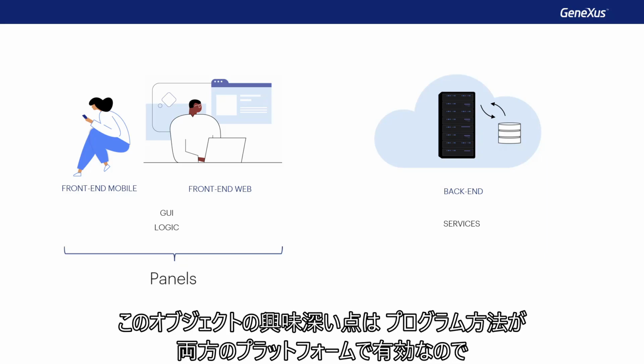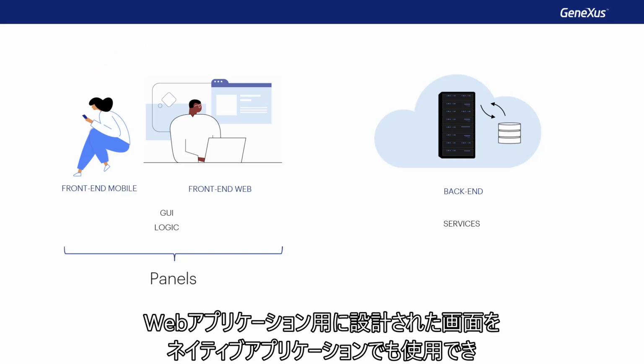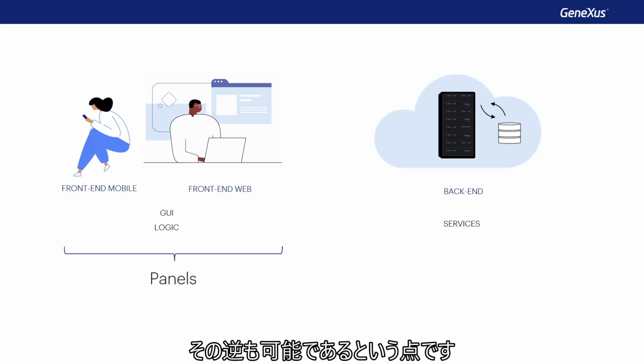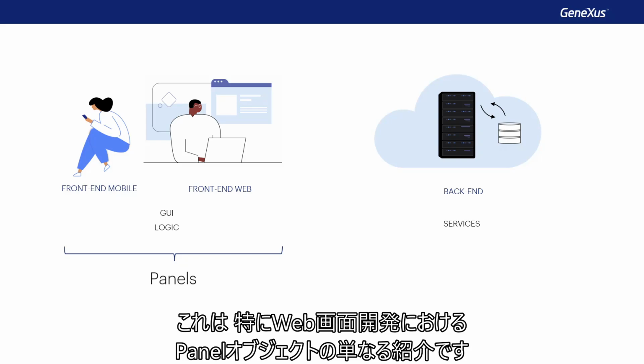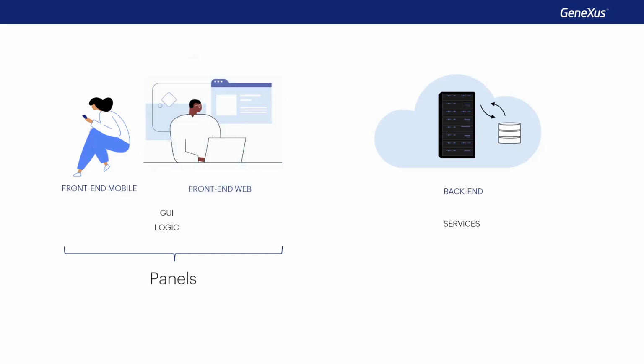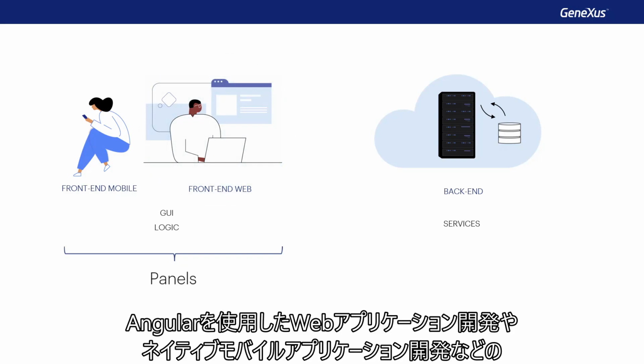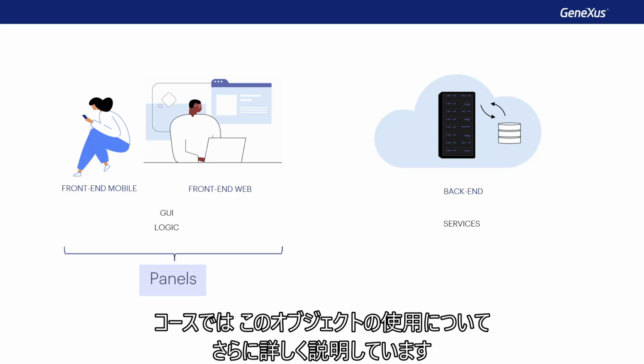What's interesting about this object is that the screens designed for the web application can then be used in the native application and vice versa, because the programming method is valid for both platforms. This is just an introduction to the panel object, particularly for web screen development. In other courses, such as web application development with Angular or native mobile application development, you can learn much more about the use of this object.